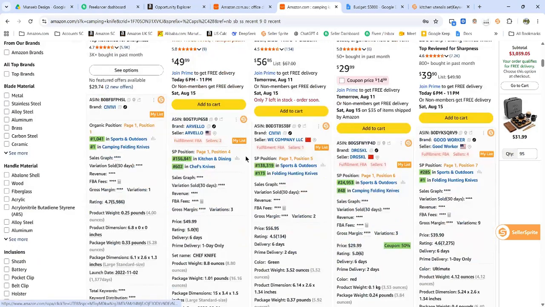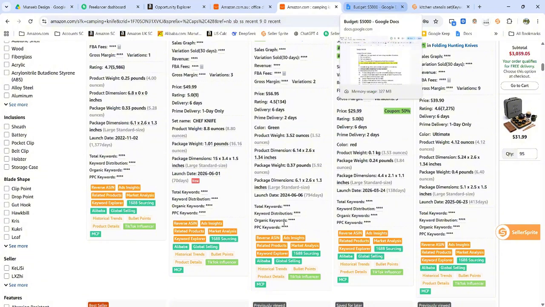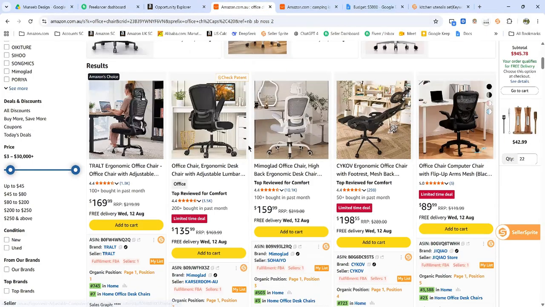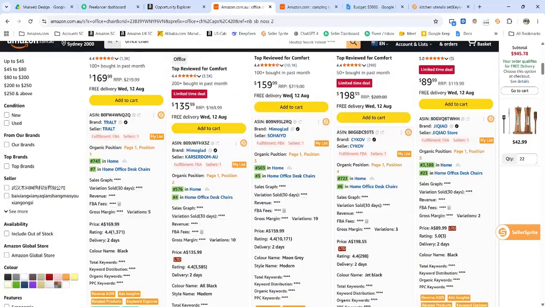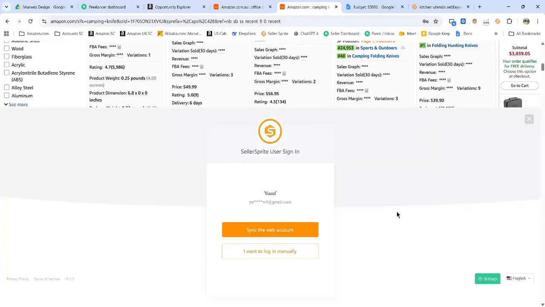But normally the type of products we do are usually FBA. So we don't have to, but just for basic understanding and basic criteria, you should keep in mind that most of the sellers should be FBA and not FBM. So how we check using the tool, I showed you this.